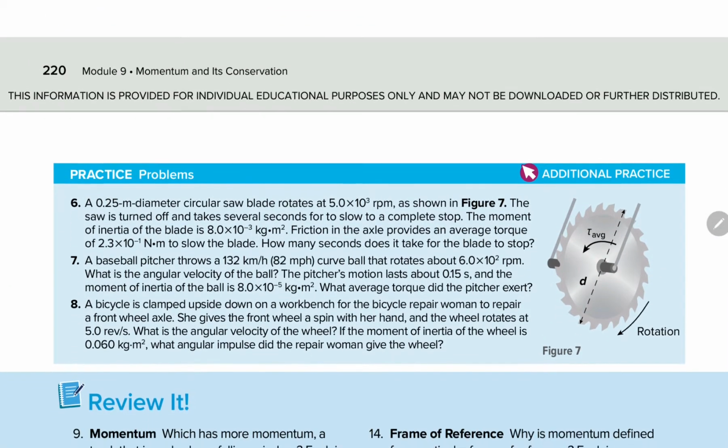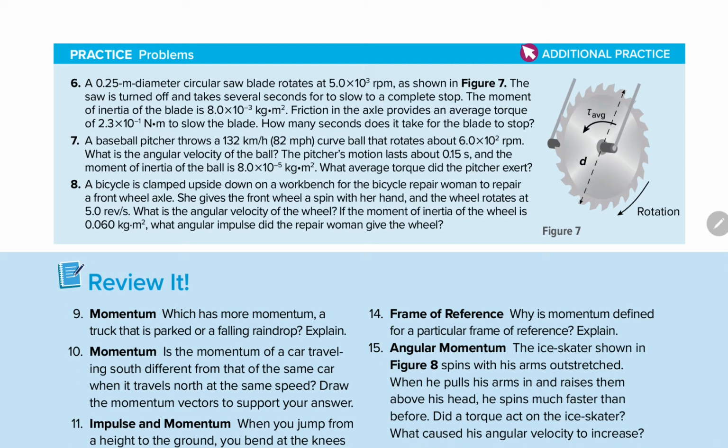Now we will find question number 6 from the practice problems. A 0.25 meter diameter circular saw blade rotates at 5 times 10 to power 3 RPM. RPM represents rotation per minute, as shown in figure 7. The saw is turned off and takes several seconds to slow to a complete stop. The moment of inertia of the blade is 8 times 10 to power minus 3 kilogram meter square. Friction in the axle provides an average torque of 2.3 times 10 to power minus 1 Newton meter to slow the blade. How many seconds does it take for the blade to stop?